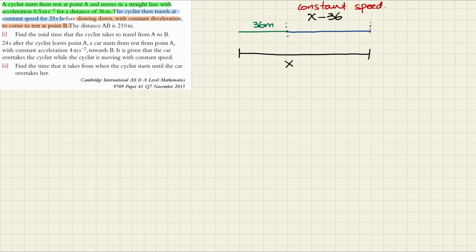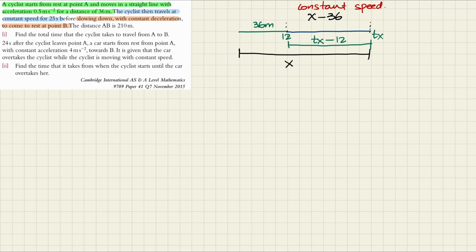Then let's look at the time. Now remember, we're talking about the cyclist here. So it took the cyclist 12 seconds to get here. And let's say the total time is tx. That means the time it took the cyclist to travel from here to here is going to be tx minus 12. Now we can set up an equation here.